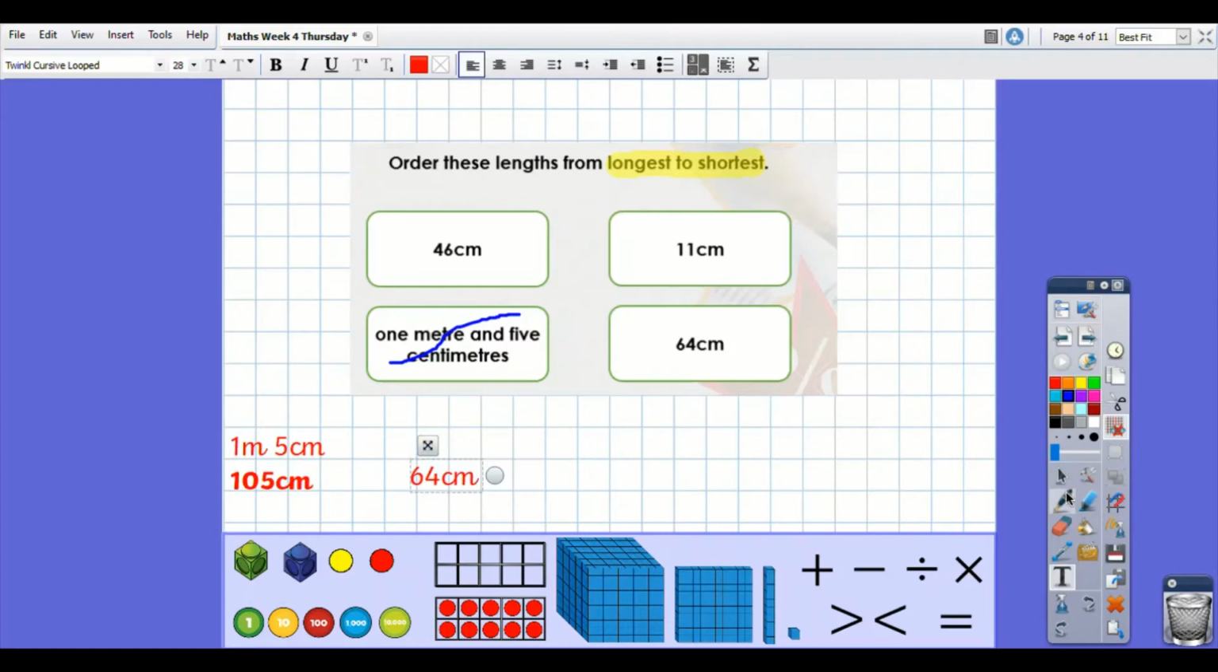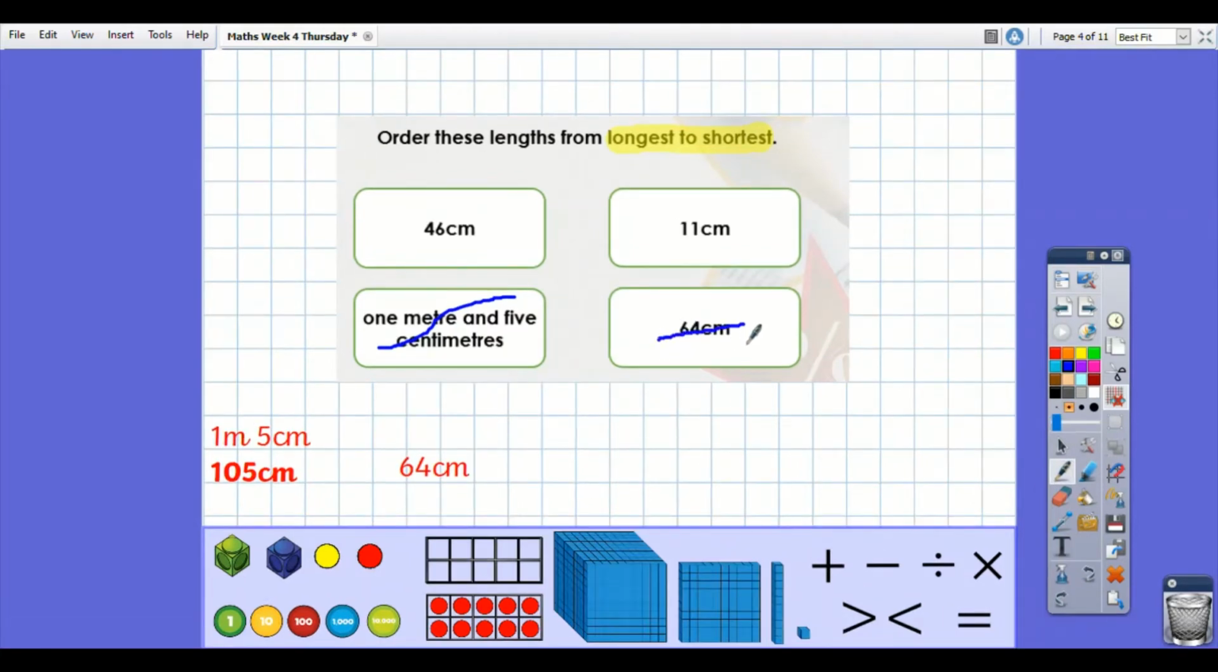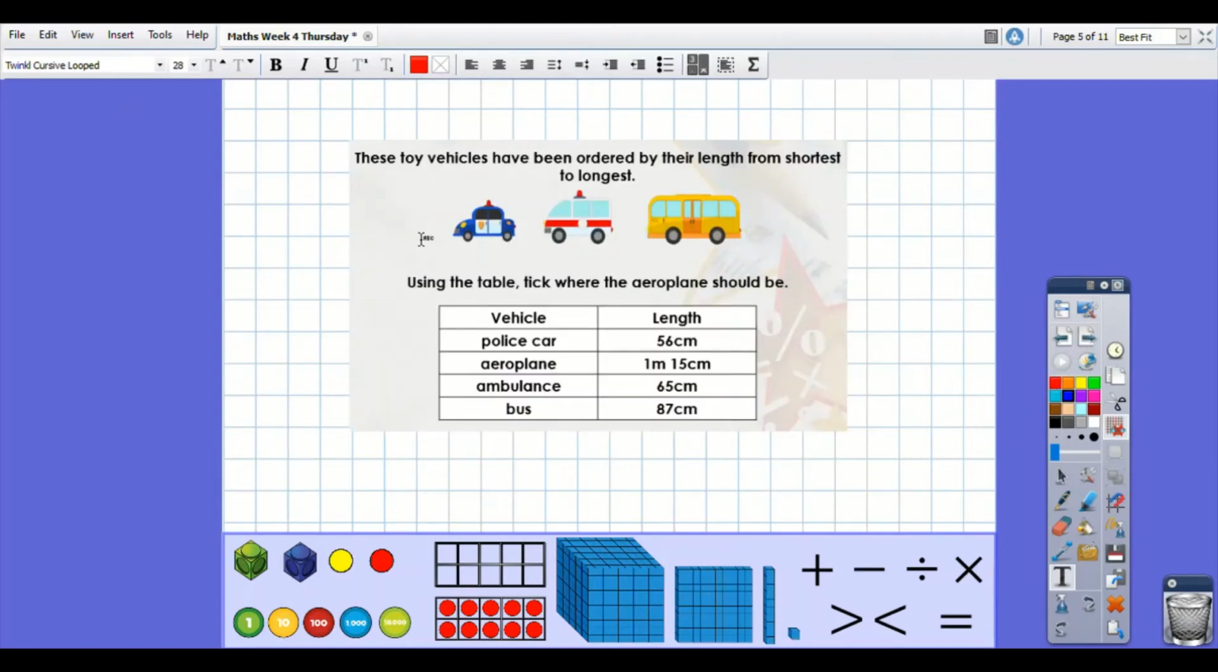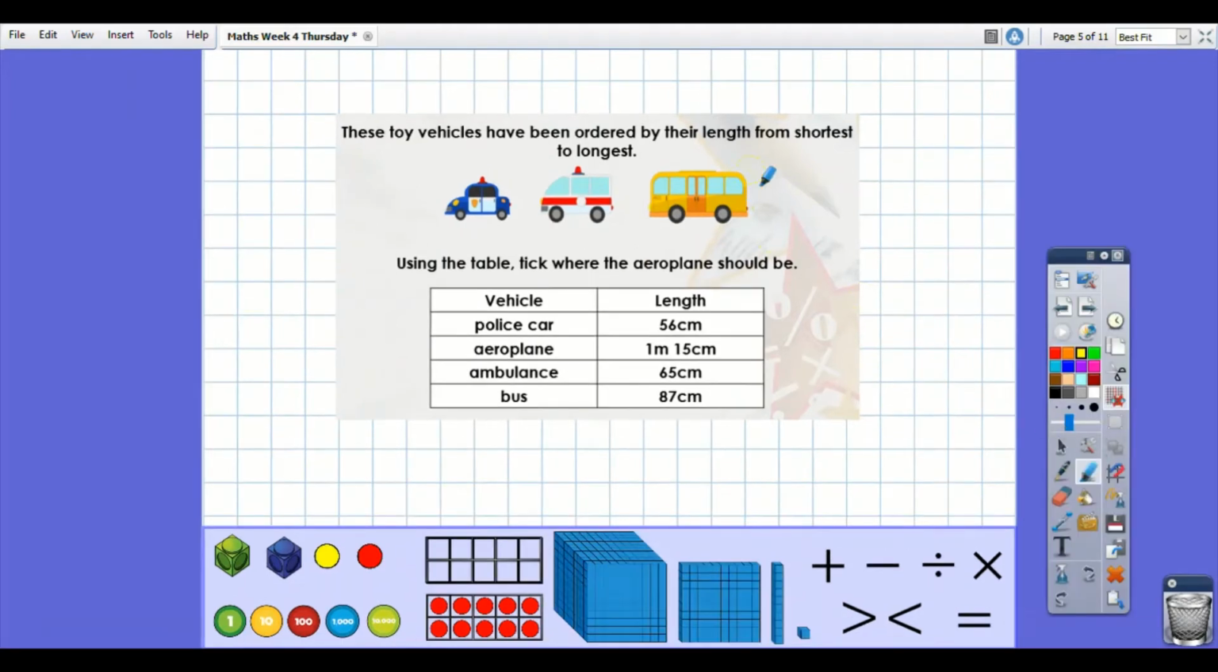And then I'm going to cross that out. The next biggest is 46 centimetres. And then lastly, the shortest length is 11 centimetres. Okay. These toy vehicles have been ordered by their length from shortest to longest. The important information there is shortest to longest. Using the table, tick where the aeroplane should be.